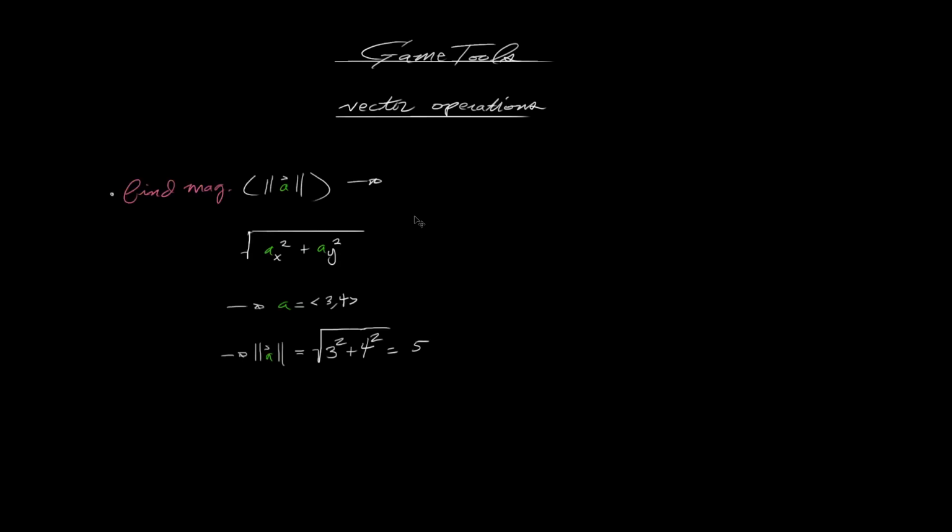Finding the magnitude is also very important. This gives us the total length of a given vector. The operation for that is very simple. It's just going to be the square root of our x component squared plus the y component squared. So let's look at an example. If we have a vector 3, 4, then the magnitude, which is denoted with this symbol here, the two lines on either side of the vector, that's going to be the square root of 3 squared plus 4 squared, which gives us square root of 25 or 5.